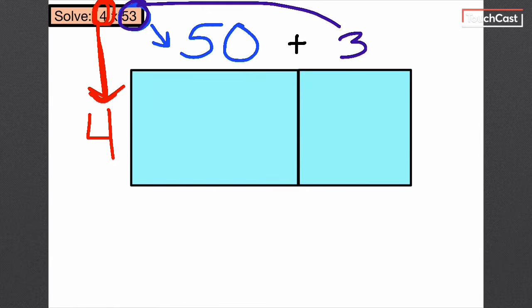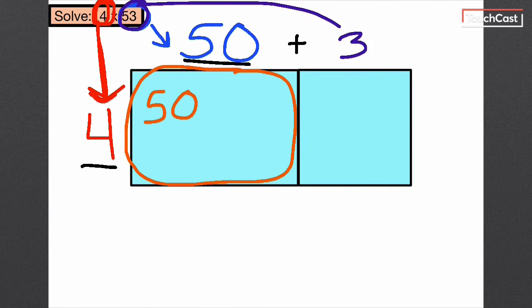This is what we're going to do next. This is where it starts to get a little tricky, so I really need you to pay attention. My 4 and my 50. What I'm going to do is multiply these two numbers in my tens box. So I'm going to do 50 times 4.